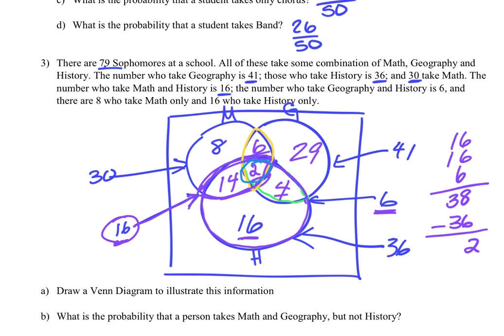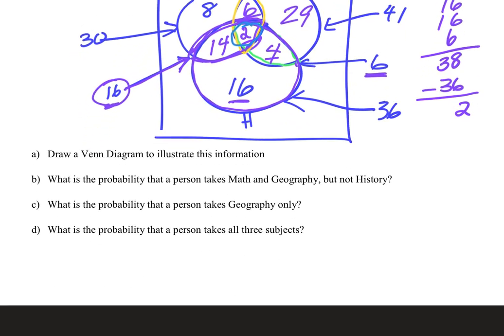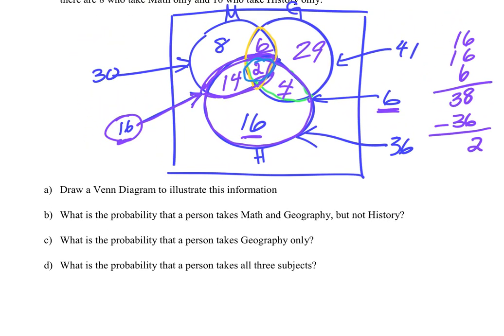That was my roundabout way of getting it. You don't have to do a lot of these in general, so don't get too worried about this piece. But now that it's all filled in, we can answer these questions real quick. What is the probability that a person is taking math and geography but not history? Here's math and geography, but we don't want the history one, so that would be 6. There's 6 of them, and the total number of people was 79.